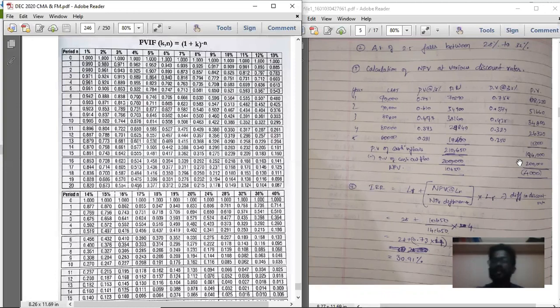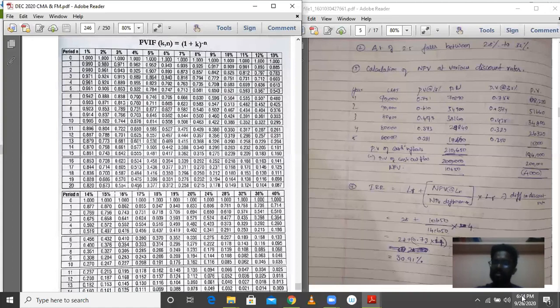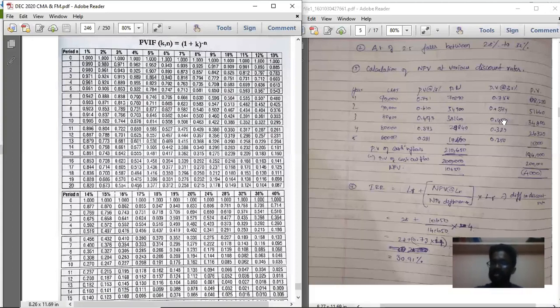Now multiply the CFAT with the present value factors at 32%. What is the CFAT for the first year? 90,000. So 90,000 into 0.758 gives 68,220. In the present value column, record 68,220 for the first year. Second year, 90,000 into 0.574 gives 51,660. Third year, 80,000 into 0.435 gives 34,800.